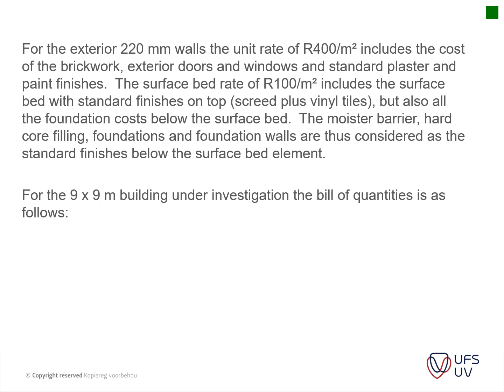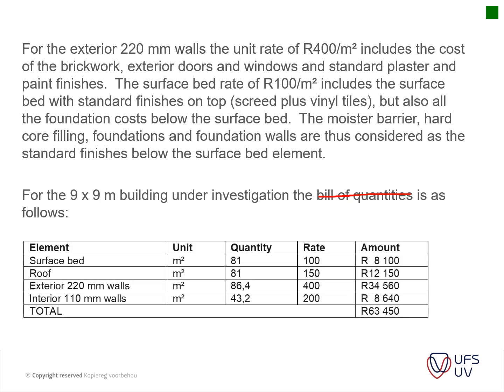For the 9 by 9 meter building under investigation, the bill of quantities, which I will not actually say is a bill of quantities but more a schedule of quantities, is as follows. We've got a surface bed, which is 9 by 9, which amounts to 81 square meters, and we've got a rate of 100 per square meter, which we get from our previous slide. We multiply that to get an amount of 8,100 for our surface bed.